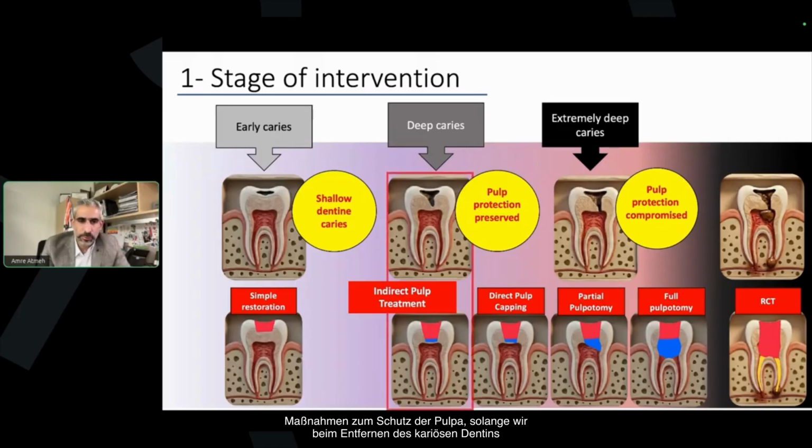So a simple caries restoration for shallow dentine caries barely needs any additional measure to protect the pulp, as long as we're conservative in removing the carious dentine. On the contrary, if you go to the other extreme, in which you have more advanced and extremely deep caries, almost reaching the pulp chamber, that's where you have to consider a slightly more invasive approach like pulpotomy, partial or full, or even direct pulp capping.